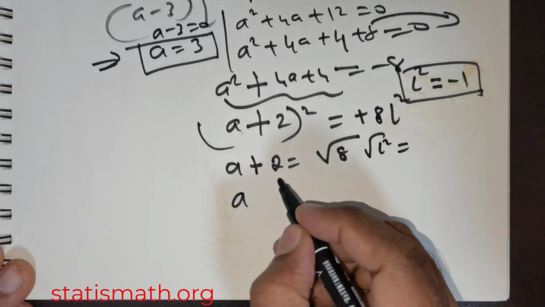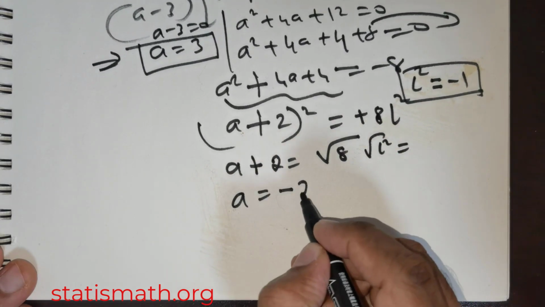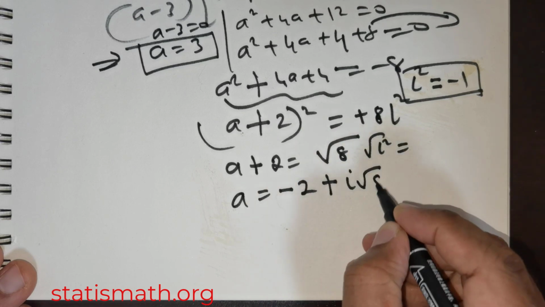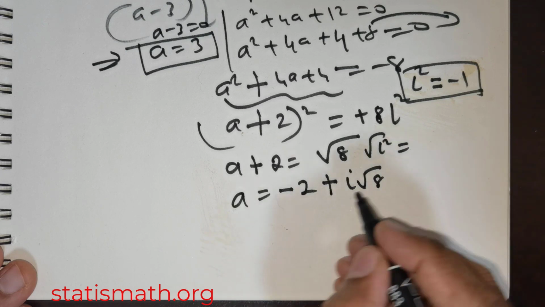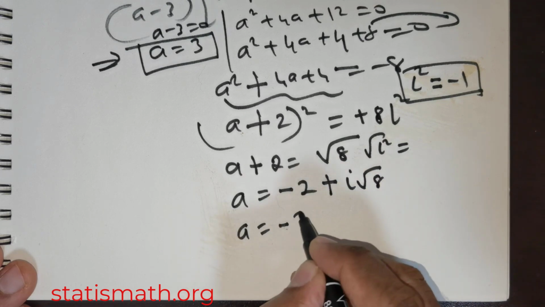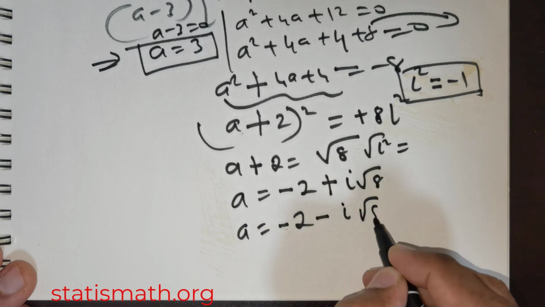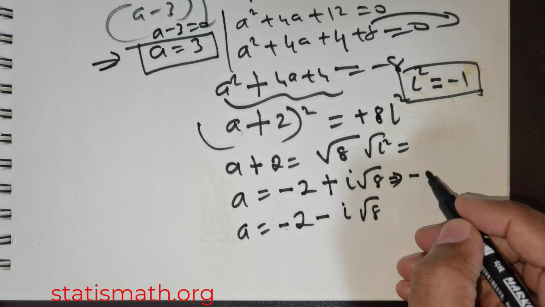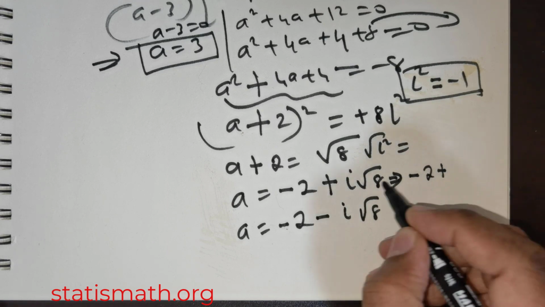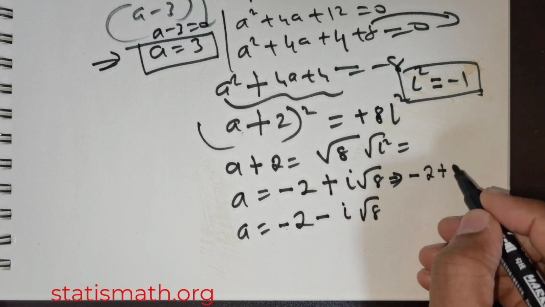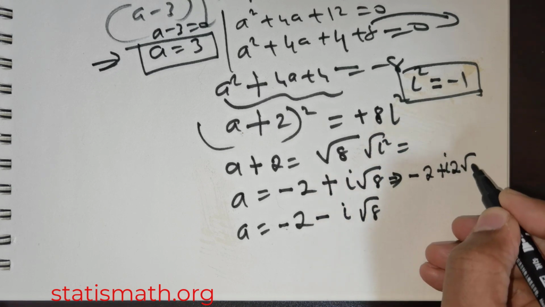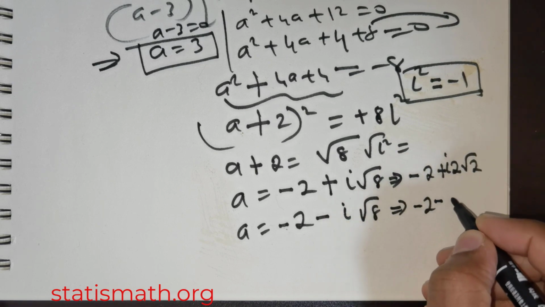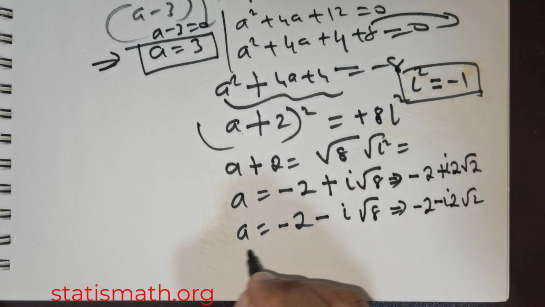So from here I get a is equal to, let me move the 2 to the other side, so you get negative 2 plus i times root of 8. This will be one value. The other value would be a is equal to negative 2 minus i times root of 8. Of course you can write this as negative 2 plus, since 8 can be written as 4 times 2, i times 2 times root 2, and negative 2 minus i times 2 times root 2.